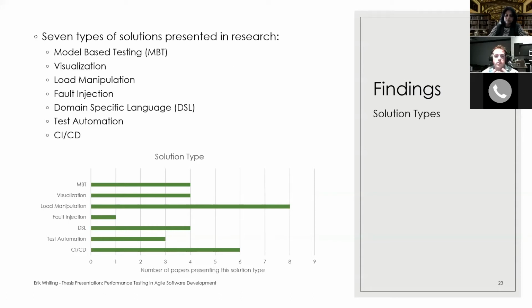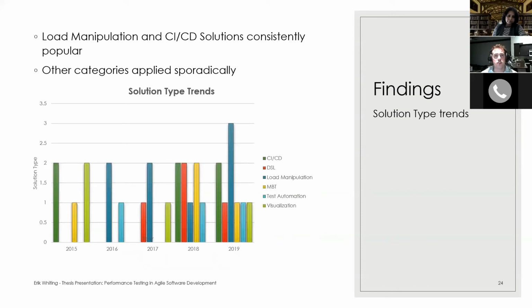And this is something that's really common in Agile, and it's a way for developers to all come together with their code and make sure that someone else's changes aren't stepping on somebody else's changes. And a lot of the solutions in the research deal with extending CI/CD. This is an attempt at showing a trend in the solution types, but statistically speaking, there really isn't a trend. All we can see is that load manipulation and CI/CD solutions are consistently popular when we're trying to solve performance testing problems, and that everything else is just sporadic.